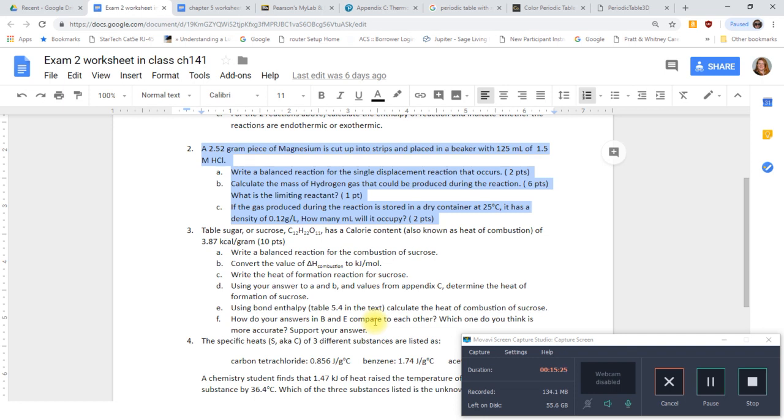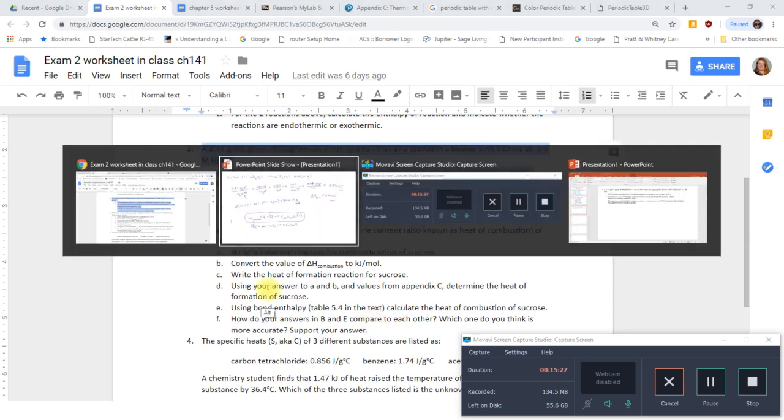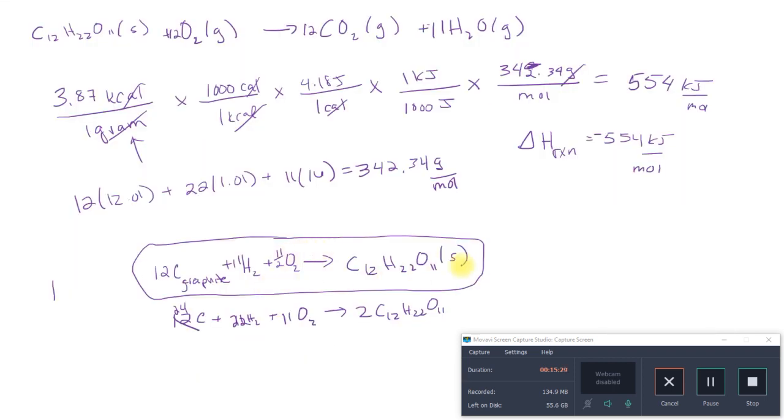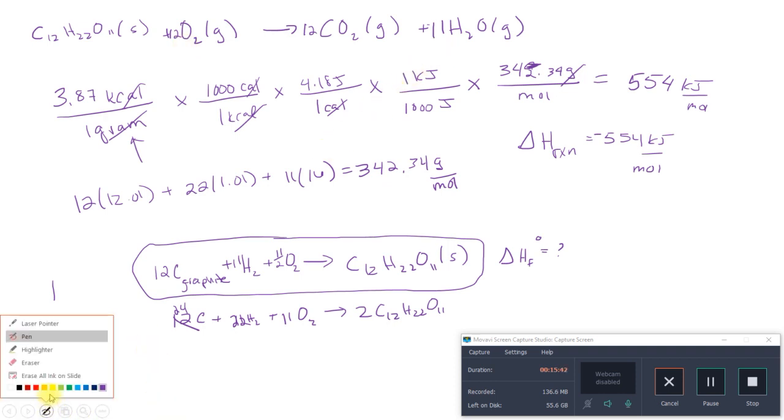Okay, so it says determine the heat of formation of sucrose. So basically, we want to know how much heat this reaction requires. And so the trick is to use this combustion for our benefit. I'm going to erase all of this so I have room to work.